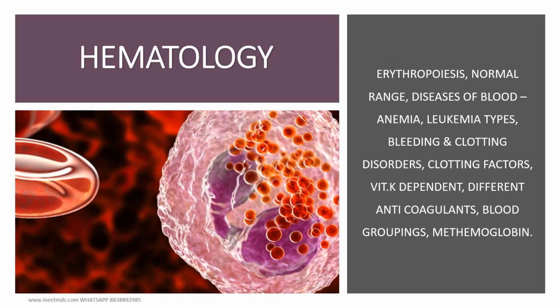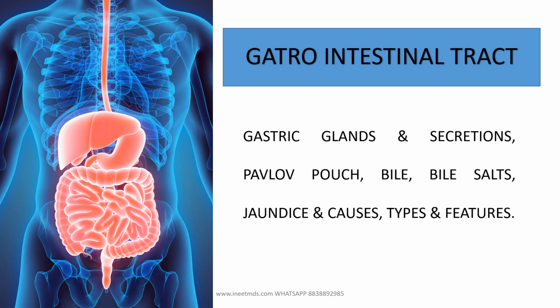Then under hematology. As I have mentioned again and again, it is a very important topic. So it is a complete revision of the physiology you studied in hematology, and from the general medicine point of view, the diseases of blood, especially the anemia, leukemia, bleeding and clotting disorders, and the clotting factors and issues related with it. This is very important from the hematology point of view.